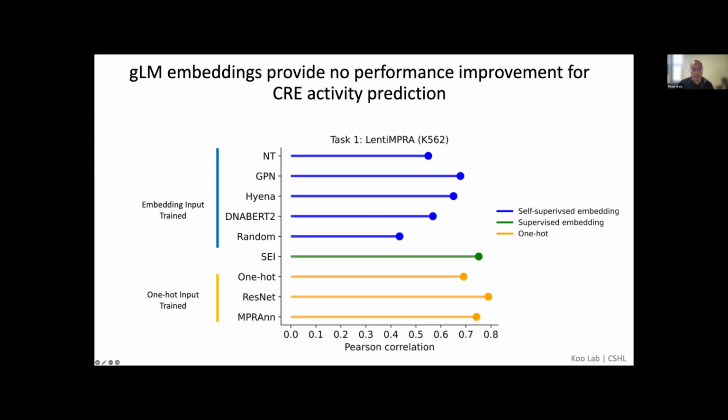And as you can see from these results, the gLM embeddings in blue did not provide any real substantial performance improvement over the one-hot trained CNN in orange. However, the supervised SAY embeddings in green significantly improved the performance. So these results suggest that gLM embeddings may not capture informative motif patterns in regulatory sequences, and they might even be losing some critical information compared to the naive one-hot encoding.